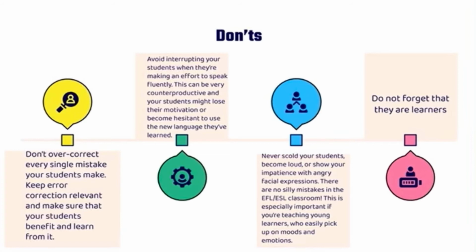Second, avoid interrupting your students when they are making an effort to speak fluently. This can be very counterproductive, and your students might lose their motivation or become hesitant to use the new language they've learned. Third, never scold your students, become loud, or show your impatience with an angry facial expression. There are no silly mistakes in the EFL classroom. This is especially important if you are teaching young learners who easily pick up on moods and emotions. Fourth one, do not forget that they are learners and you are a teacher.